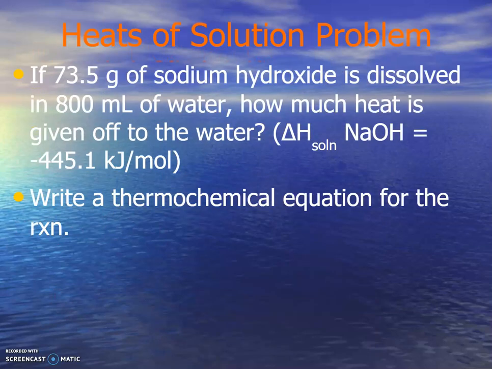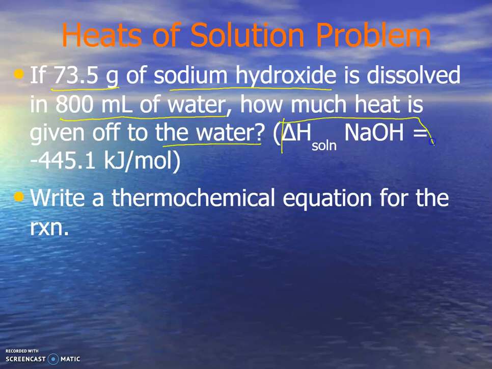All right, so let's figure out one of these problems. One of these problems is going to look like this. All right, if 73.5 grams of sodium hydroxide is dissolved in 800 milliliters of water, how much heat is given off to the water? Okay, and our heat of solution is going to be negative 445.1 kilojoules per mole. And then it says to write a thermochemical equation for them as well.